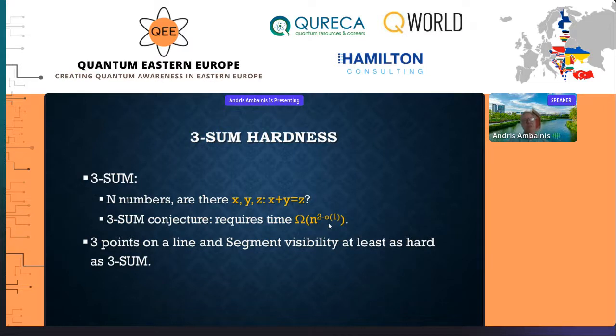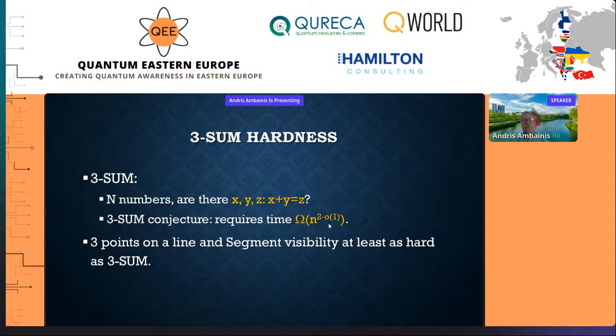And this simple arithmetic problem is the three sum problem in which we are given n numbers, and the task is to determine whether there are three numbers with the property that adding the first and the second number gives the third number. And this is a problem that can be easily solved in time n squared. There are n squared sums x plus y. So we can calculate all of them, sort them, and then compare them to the original numbers and see if there is any sum that is equal to one of the original numbers.